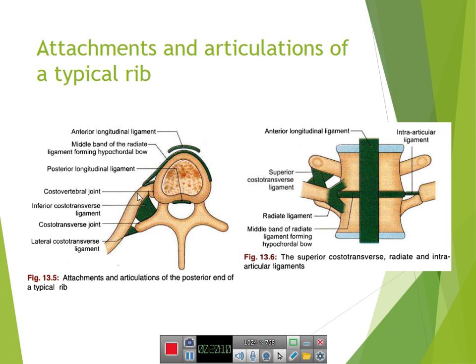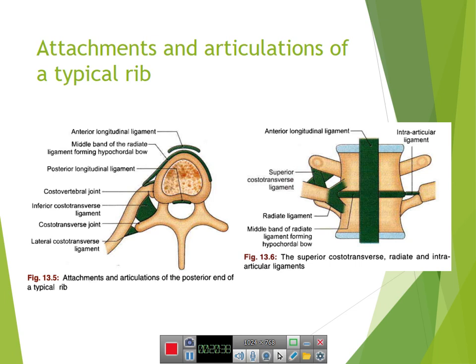The inferior costotransverse ligament is attached to the neck's posterior surface. So here is the posterior surface of a neck and its green structure, the inferior costotransverse ligament, attached to the posterior and rough surface of the neck.